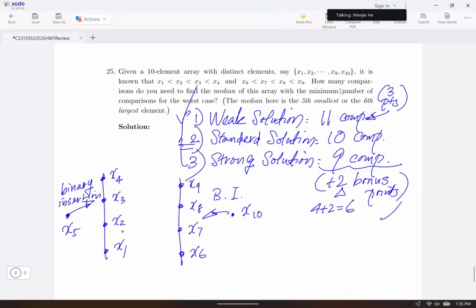But the binary insertion here is not too efficient, because this step we need 3 comparisons to get it inserted, right? Because with 4 elements, binary insertion can only save one comparison. You compare with the second or third, then after your first comparison, for the worst case you still need 2 more. So 3 comparisons to get X5 inserted into the ordered array. Here, insert X10, 3 comparisons to get X10 inserted into the ordered chain.